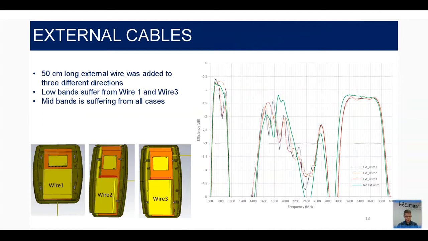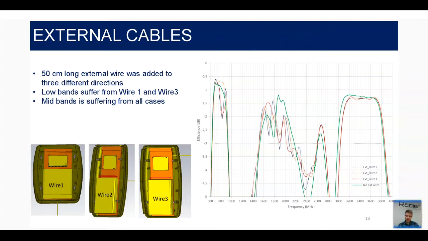And the last test here was the external cables. So we add a 50 centimeter long wire, going from 3 different directions from the device. In the wire 1 case, the wire goes straight down, and in the wire 2 case, it goes straight to the right, about at the middle of the PCB, and in wire 3, it goes straight to the right at the top part of the PCB, so very close to the antenna.